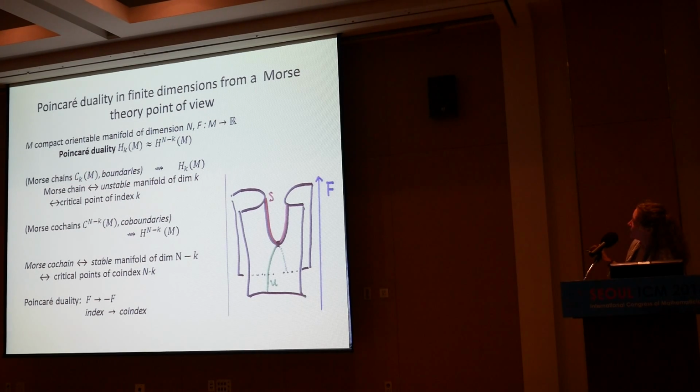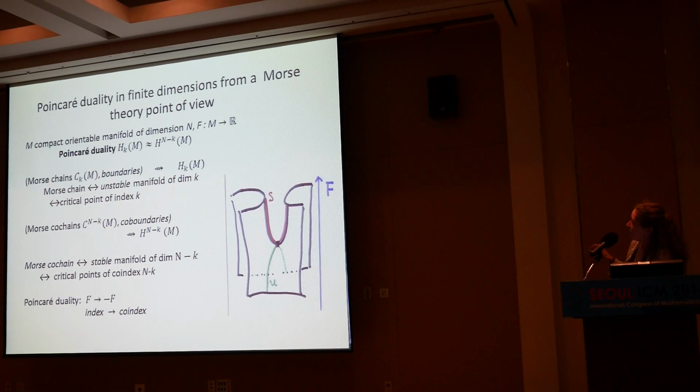And how do I think of a Morse chain? A Morse chain is an unstable manifold of a critical point of index k. So here are our unstable manifolds labeled U. So these are these downward facing relative cycles. And those are the Morse chains.